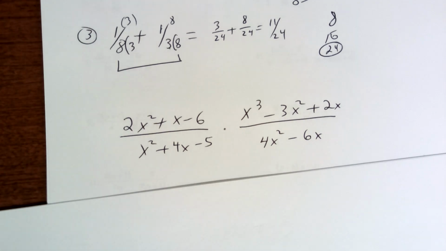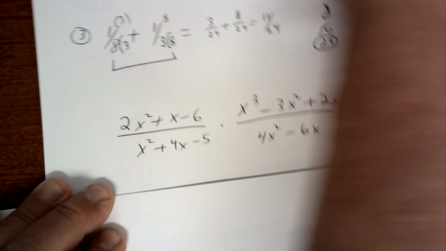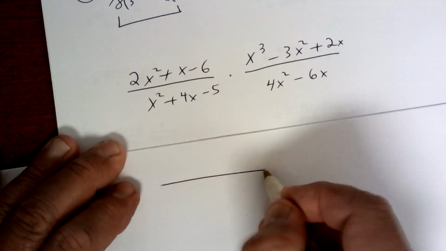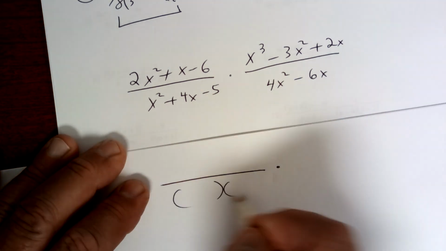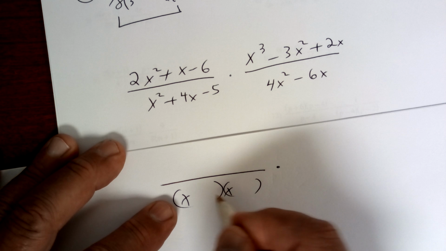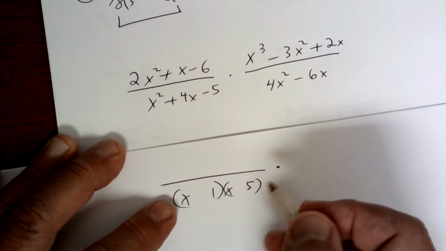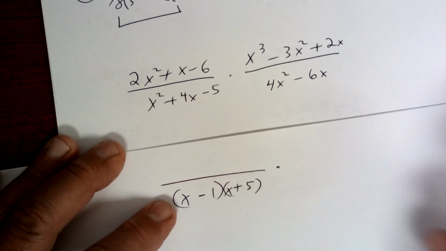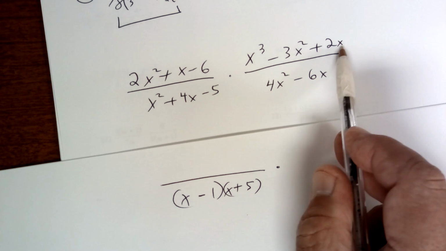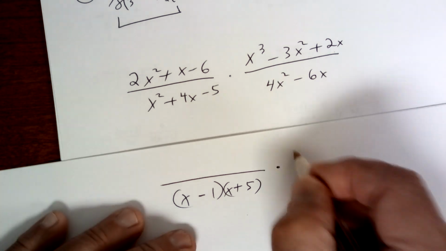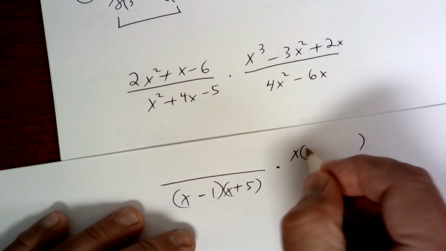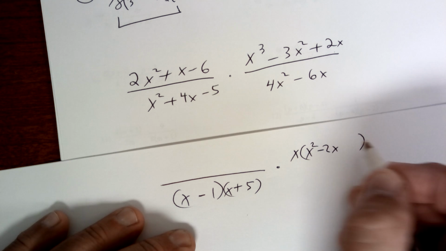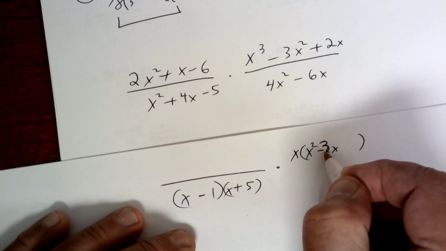All right, copy this one down. This is what we're doing today, multiplying. You have to be able to factor. Okay, so if you look here, the bottom one right here is easy to factor. That's just 1 and 5. And we want a plus here and a minus here. This one right here, they have an x in common, so you're going to take an x out, and you're left with x squared minus 3x plus 2.